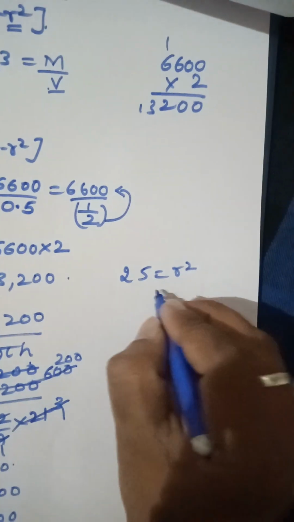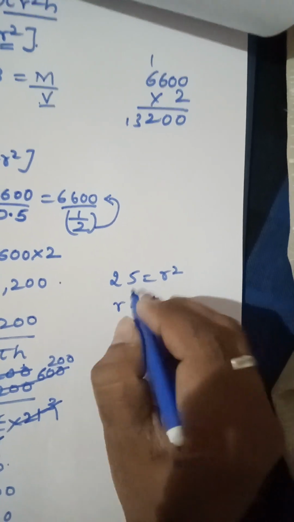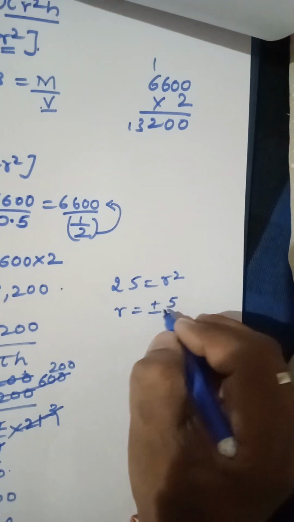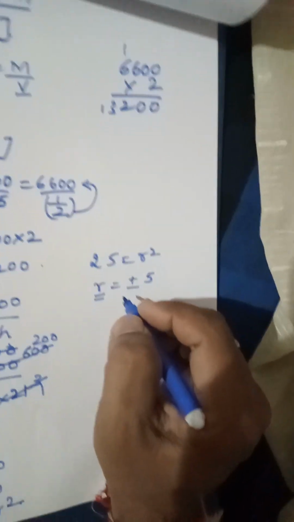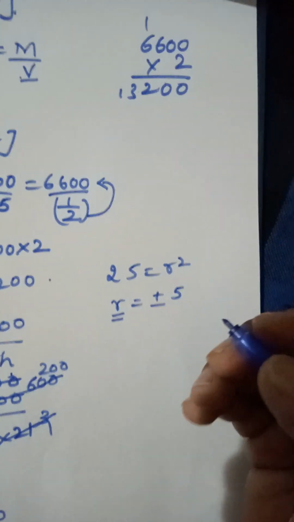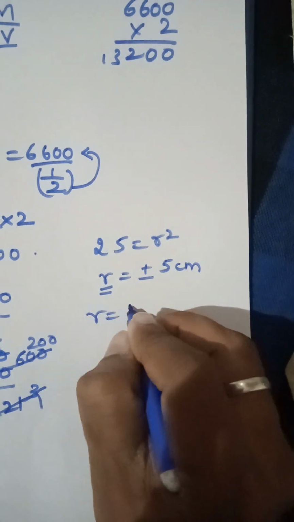So r can be found out by taking the square root on both sides. So r will be equal to plus or minus 5. The square root of 25 is plus or minus 5, and r represents the radius of the central portion, or in general radius, and radius cannot be negative. So the value of r will be plus 5 centimeters.